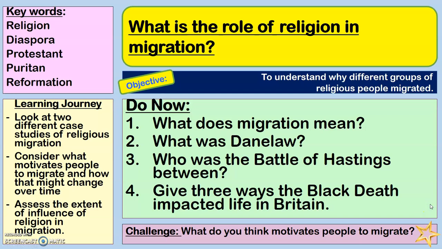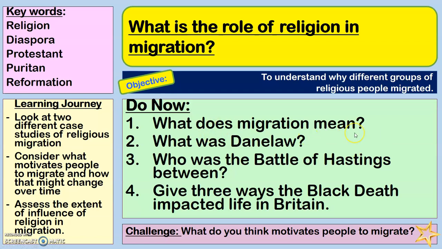Hello Year 7. Last lesson you were looking at the migration of people to England. We are going to continue with that, but for the next couple of lessons we're going to look at some themes of migration. Today we're going to be looking at religion and what the role of religion is in migration to England. So the first thing I'd like you to do, please, is to pause the video and have a go at the questions on the do now task.